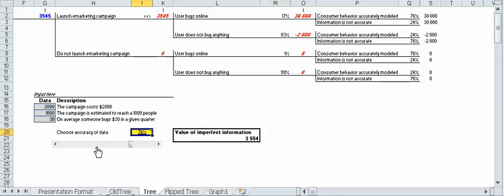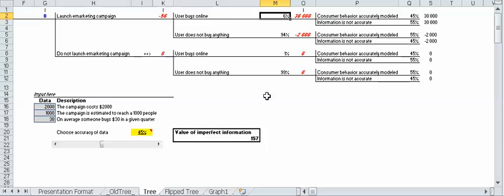So if you look at this cell here, I'm going to find when it starts to become interesting for us to run the e-marketing campaign. So between 45 and 46% accuracy of data, it becomes interesting to launch an e-marketing campaign. And that's when there's a probability of 6% that users buy online.